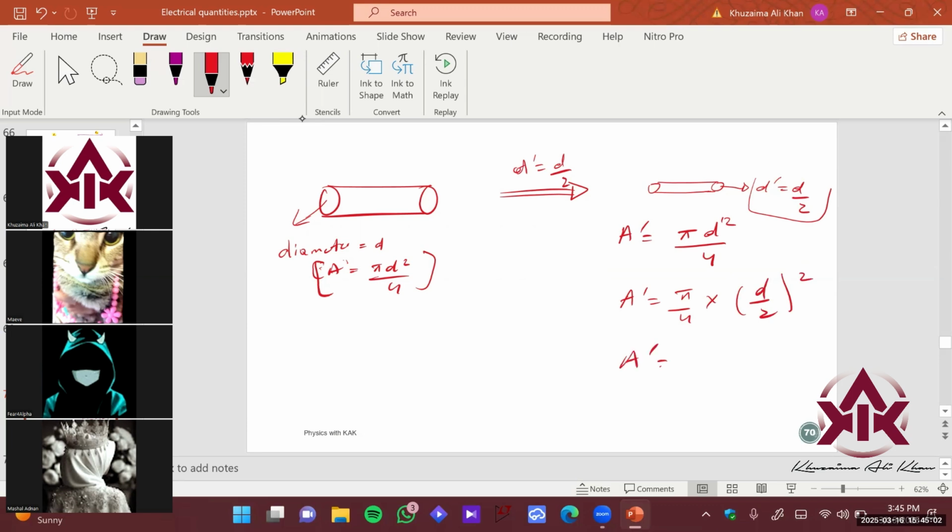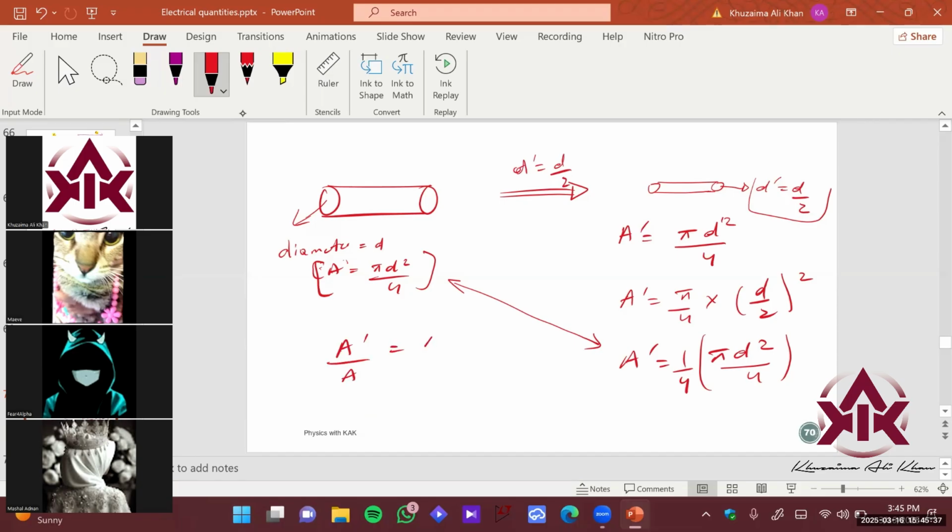So let's see what happens over here. We have pi d square upon 4, ठीक है, times 1 upon 4. So let's equate these two equations here. So we have A and A bar. I want to find the effect on area now. I can divide A bar upon A, right? I'm going to divide A bar divided by A.